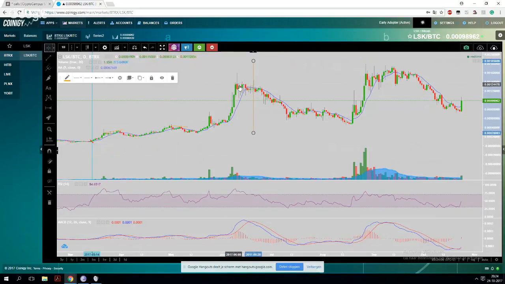In all honesty, I would never have taken the top, but I would have known probably by looking at this, like, okay, so the trend might be reversing, I'm going to sell.